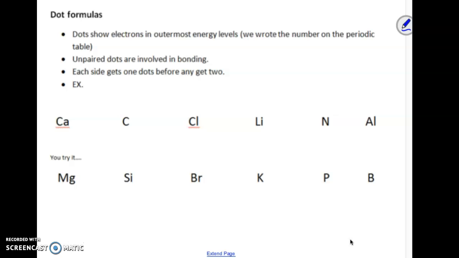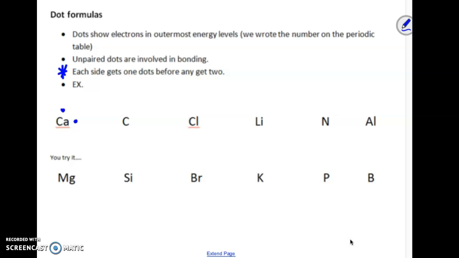So calcium right here, if you look at your own periodic table, is in group number 2, okay? And group number 2 has 2 valence electrons. So I'm going to put 1 dot on that side and 1 dot on that side. It is one of my rules right here. Each side gets 1 dot before any gets 2 dots. Okay? So calcium, this is just another way to look at stuff. So calcium has 2 valence electrons.